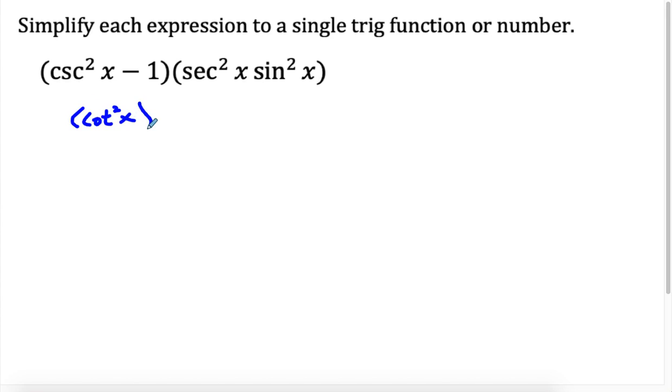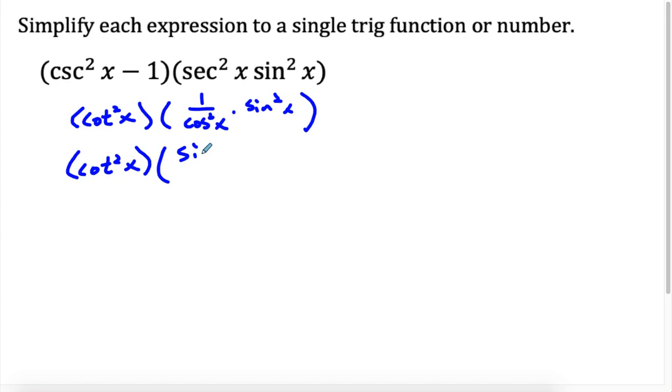cotangent squared. And then here, well, I know that secant is the same as 1 over cosine. So I could rewrite this as 1 over cosine squared times sine squared. Well, then we've got cotangent squared times sine squared over cosine squared. Well, sine squared over cosine squared is tangent squared. So we just end up with cotangent squared times tangent squared.